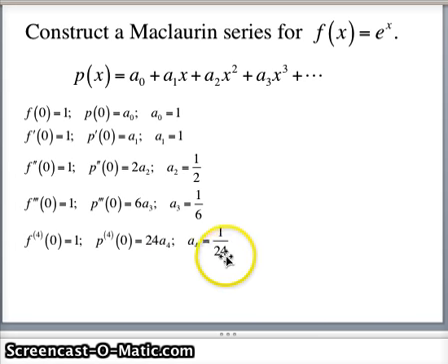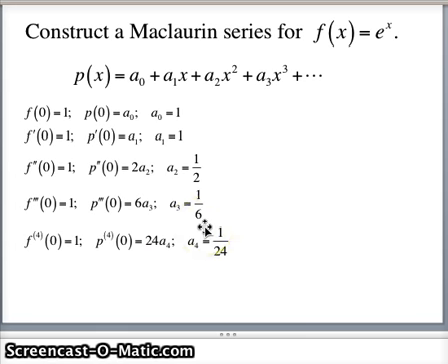What you will recognize is 24 is 4 factorial, 4 times 3 times 2 times 1. 6 is 3 factorial, 3 times 2 times 1. 2 is 2 factorial, 2 times 1. 1 is 1 factorial, 1. And 1 is 0 factorial, in case you forgot. 0 factorial is 1. So I have the first 1, 2, 3, 4, 5 coefficients for our Maclaurin polynomial.